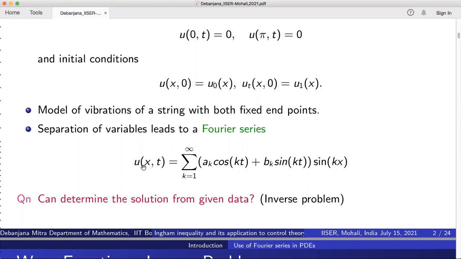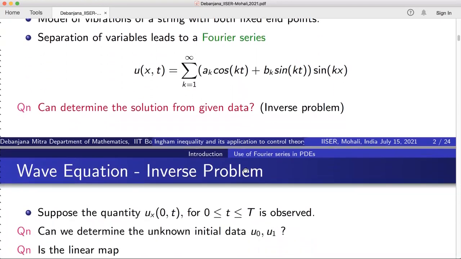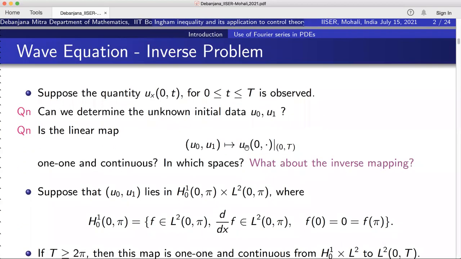Now the question is: suppose you know that u(x,t), that expression, is given, and in particular, if we go to the next page, what I know is the first derivative of u with respect to the x variable at the point x equal to 0, that is the left boundary. The value of u_x at x equal to 0 for all t in 0 to capital T is given.